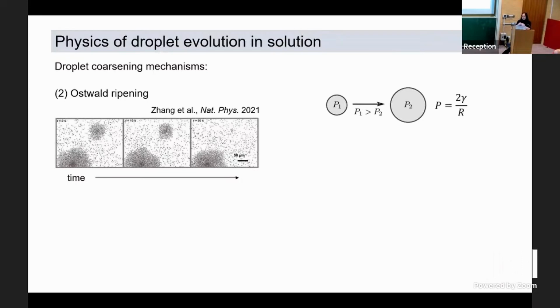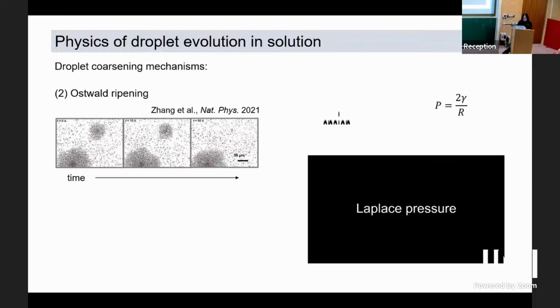So droplets of different size will have different internal pressures, and the smaller droplet will have higher internal pressure. Because of the higher internal pressure, you also have higher chemical potential. Then the molecules will leave this small droplet, and there is a flow of the molecules to the dense phase.